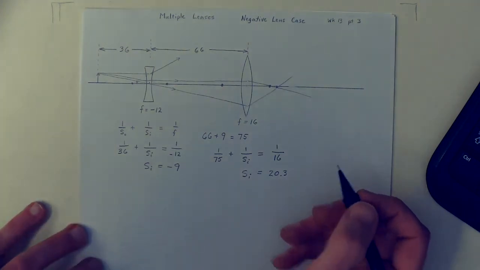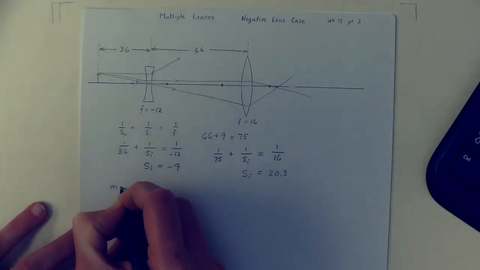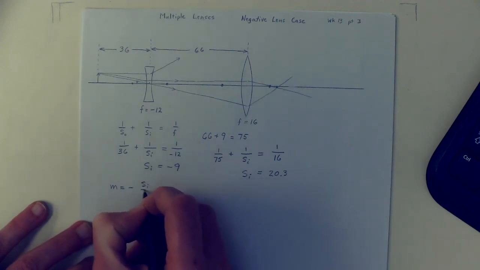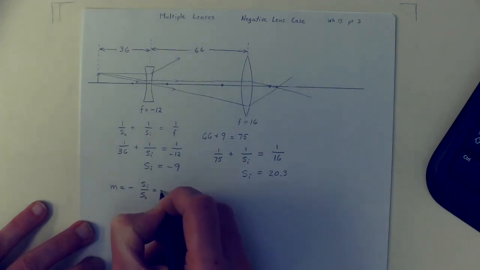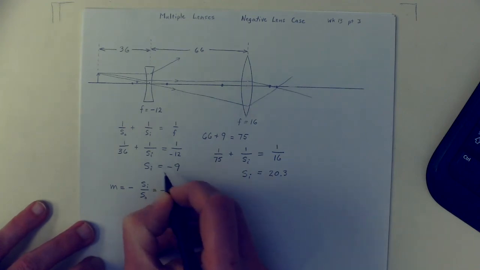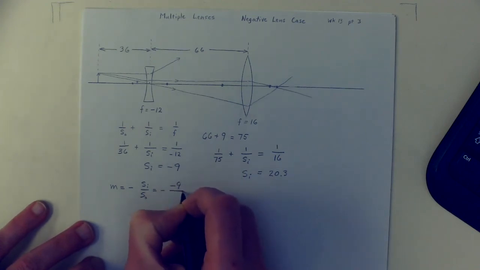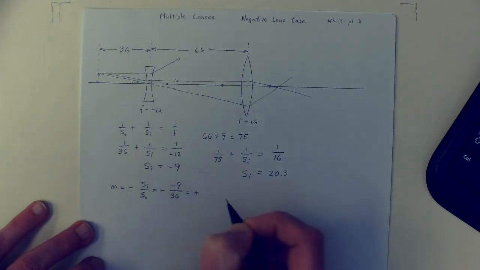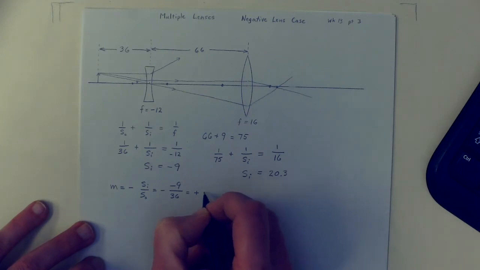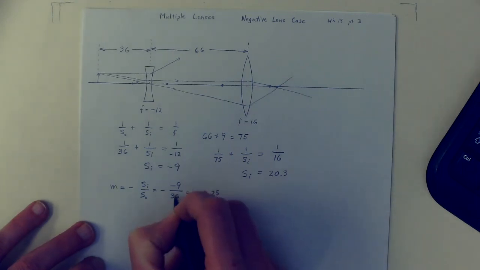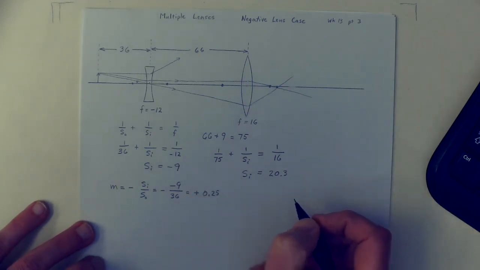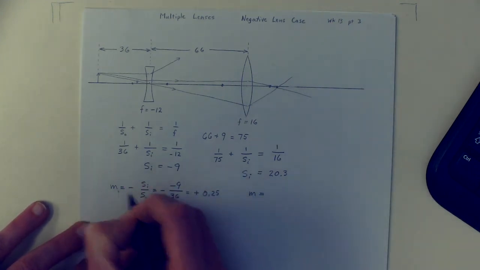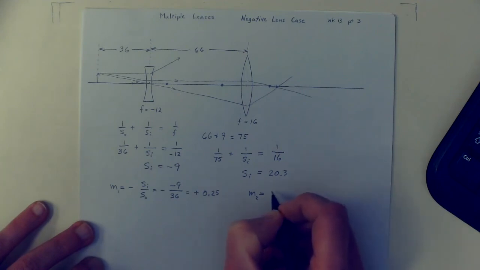Now let's work out the magnifications. So the magnification from this first one is minus the image distance over the object distance. So that's minus, and now the image distance itself is minus 9. The object distance was 36. So we end up with a positive magnification of 0.25. It's exactly 1/4.